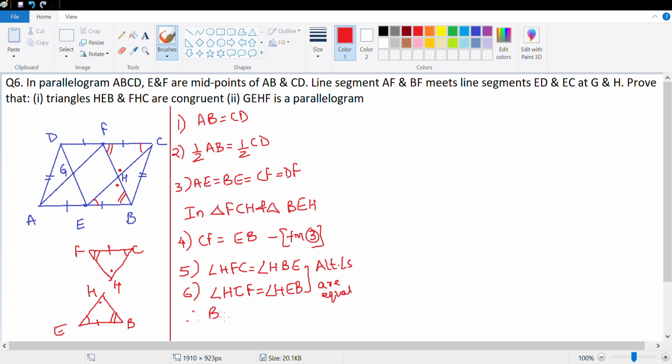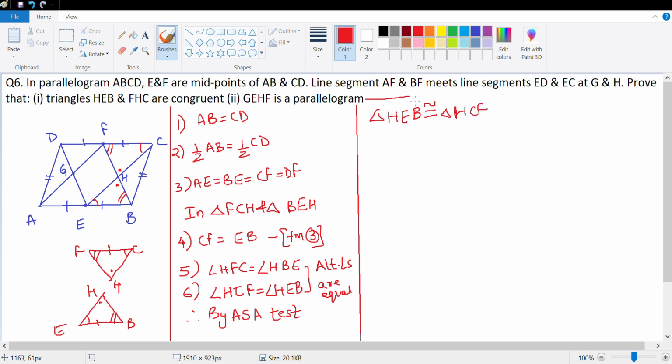Therefore, by angle side angle test, triangle HEB is congruent to triangle HCF. So E is with C. So HCF. That's what they wanted us to prove. This part is done. Wonderful. So my first part of the question is done.